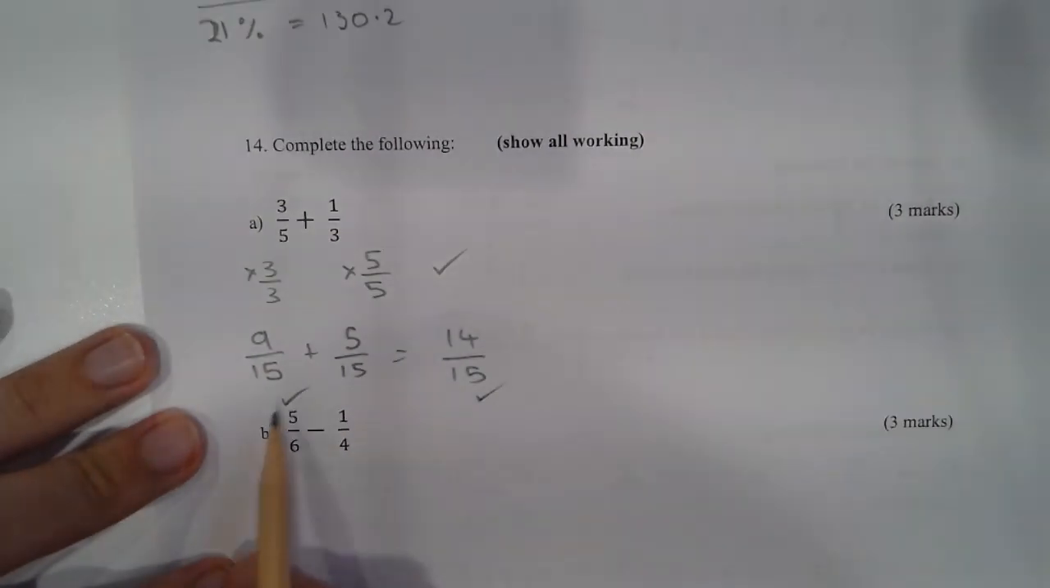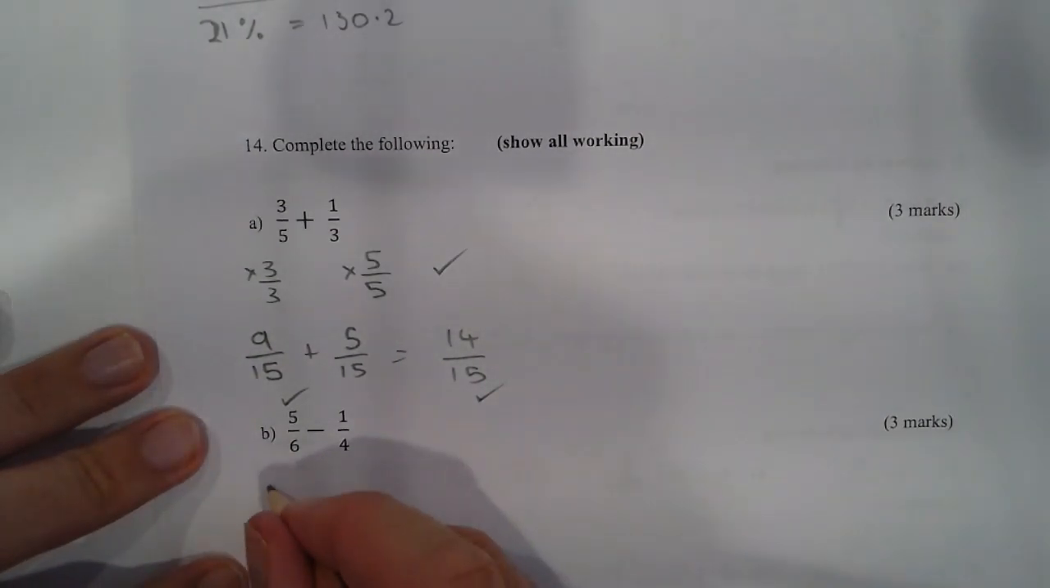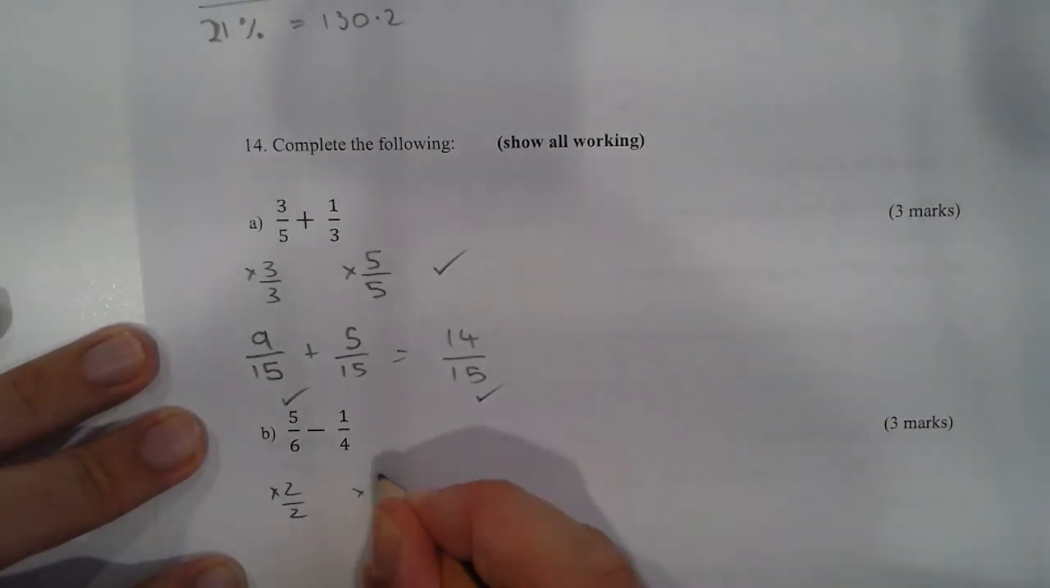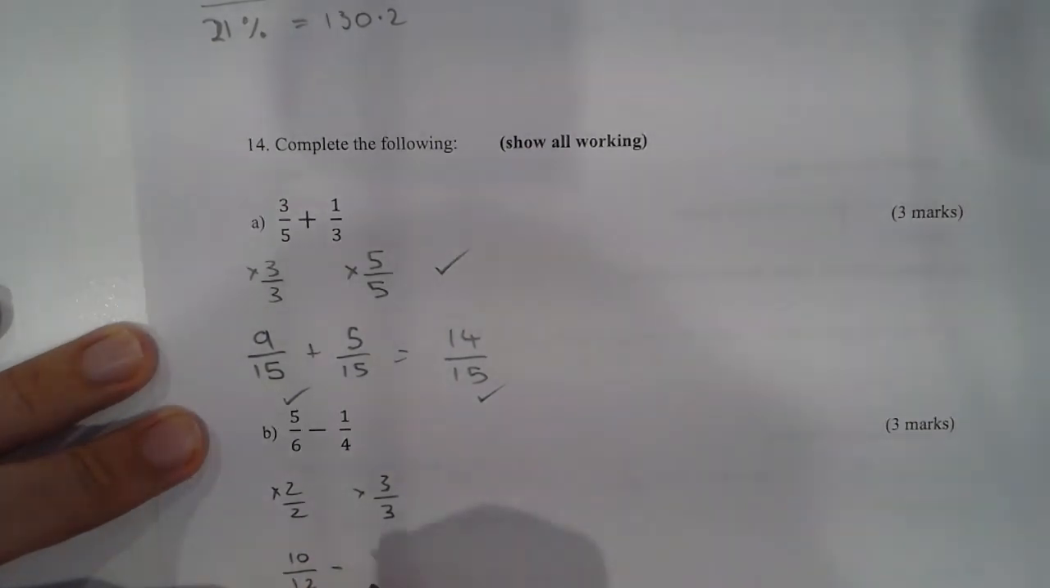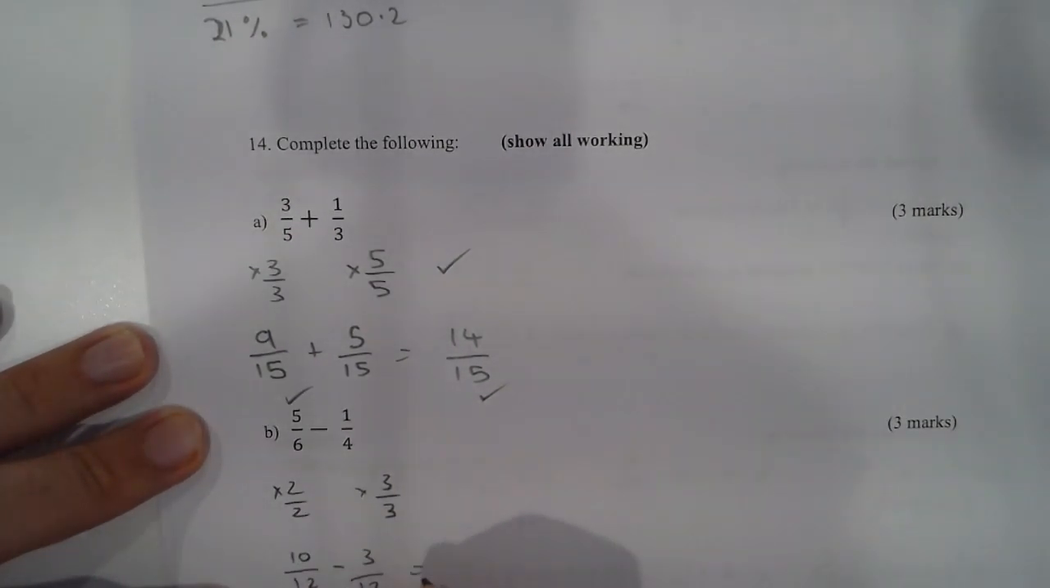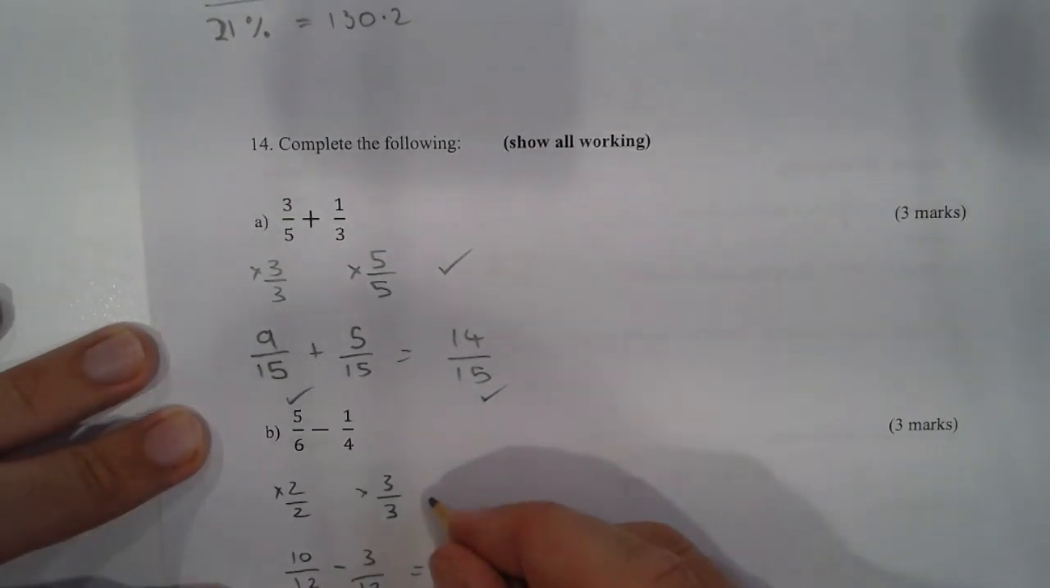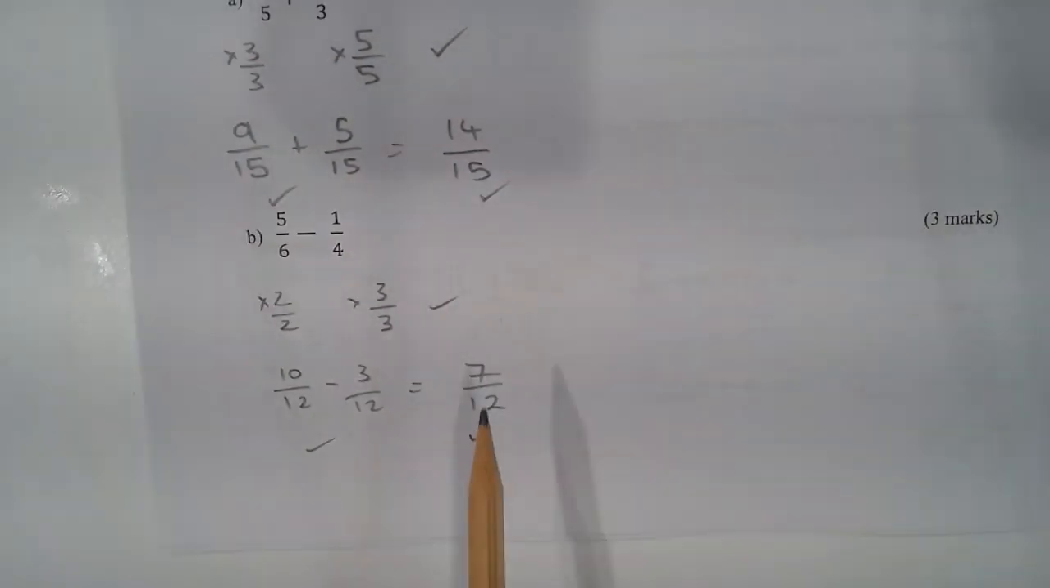Same, so the lowest common denominator is actually 12, so I'm going to times this by 2 over 2, times this by 3 over 3 to get 10 over 12 minus 3 over 12, which is 7 over 12, and you must have what you're timesing it by correctly there. So there's the answer for 14B.